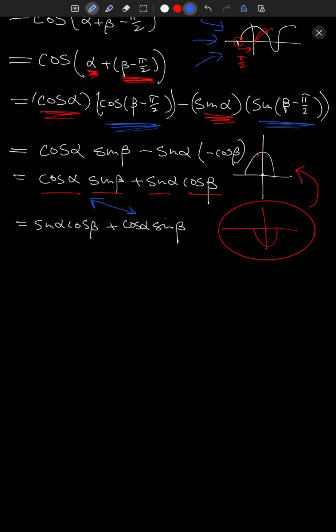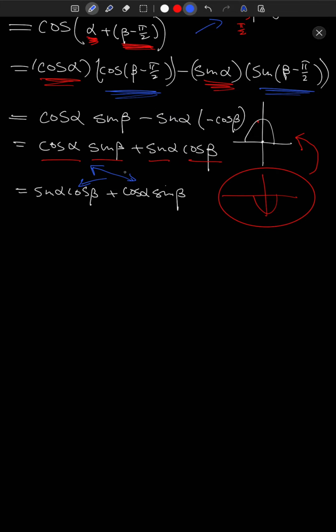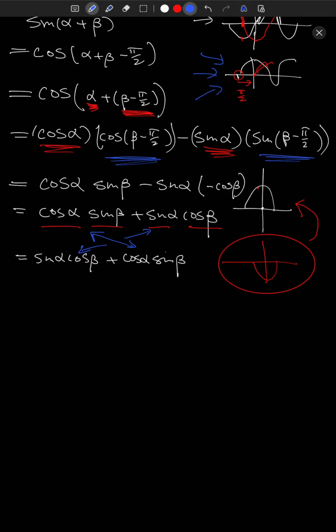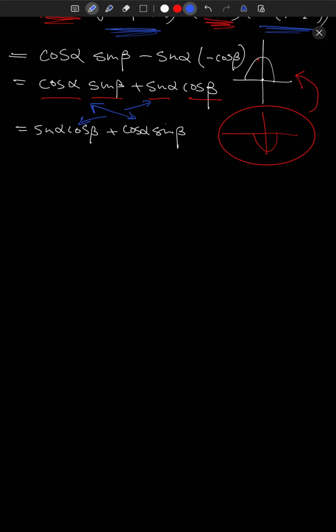So the ordering is slightly different, right? But of course, that's the same because adding doesn't care about the order, all right? So the way you remember this is you're doing cosine of the first guy, sine of the second guy, and then you swap terms, right? Sine of the first guy and then cosine of the second guy. And then how do you put them together? It's a plus, all right?